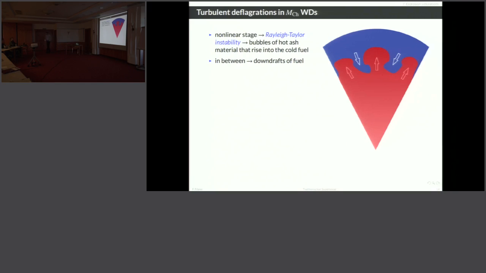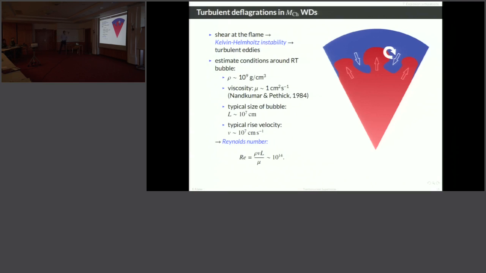The Rayleigh-Taylor instability in its nonlinear state, as we discussed it yesterday, will lead to these bubbles of burning material rising into the fuel. These take on these mushroom cap shapes, and in between these rising burning bubbles, we expect downdrafts of unburned material. Now, at the interfaces of these bubbles, so this is where the flame is then located, the Kelvin-Helmholtz instability will become active, because we have strong shear flows here, and this will lead to the production of turbulent eddies. And in the end, a turbulent cascade will form, and the flame will interact with strong turbulence.